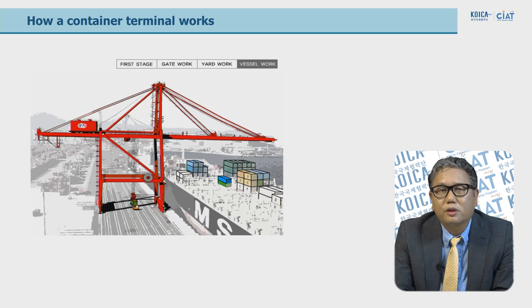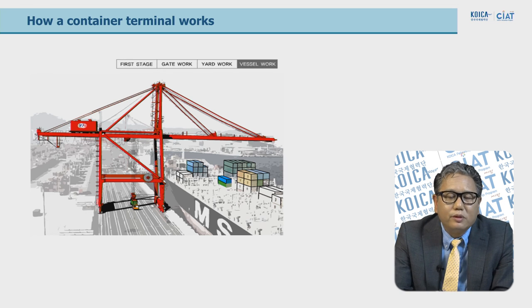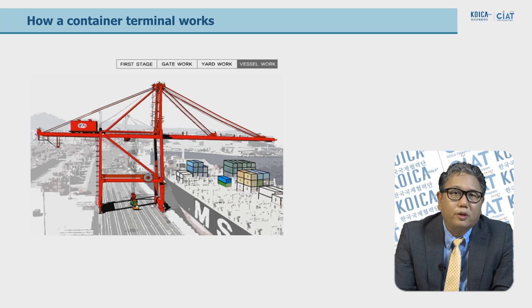Last is the berth side, the apron side. You can see in this picture the berth is where a ship is berthed for loading and discharging. Under the Hague Visby Rules, the carrier's responsibility begins when the cargo is loaded, and the responsibility ends when the cargo is discharged.